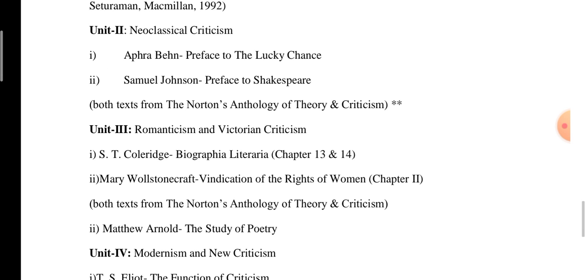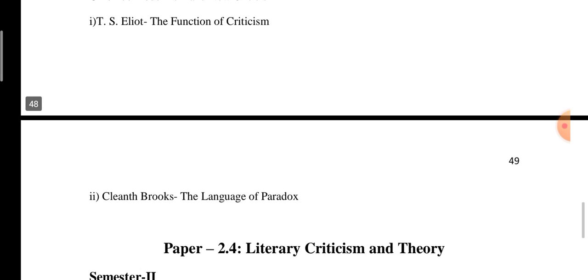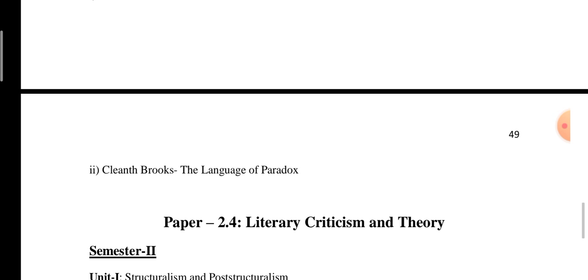The third unit, romanticism and Victorian criticism, has 3 theories. The first is S.T. Coleridge's Biographia Literaria, chapters 13 and 14. Then Mary Wollstonecraft's Vindication of the Rights of Woman, chapter 2. Then the last theory, Matthew Arnold's The Study of Poetry. The last unit is modernism and new criticism: the first theory is T.S. Eliot's The Function of Criticism, and the last is Cleanth Brooks's The Language of Paradox.